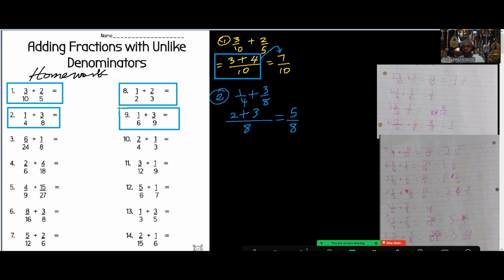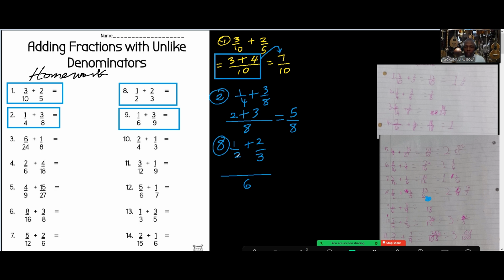So now for number 8, we have 1 over 2 plus 2 over 3. This time around, the bigger denominator 3 is not a multiple of the smaller one. So we'll go for the next multiple of 3, which is 6. So it's a multiple of both of them. Is that clear? Yes. That makes our denominator 6. And I think you got that 6, which is correct.